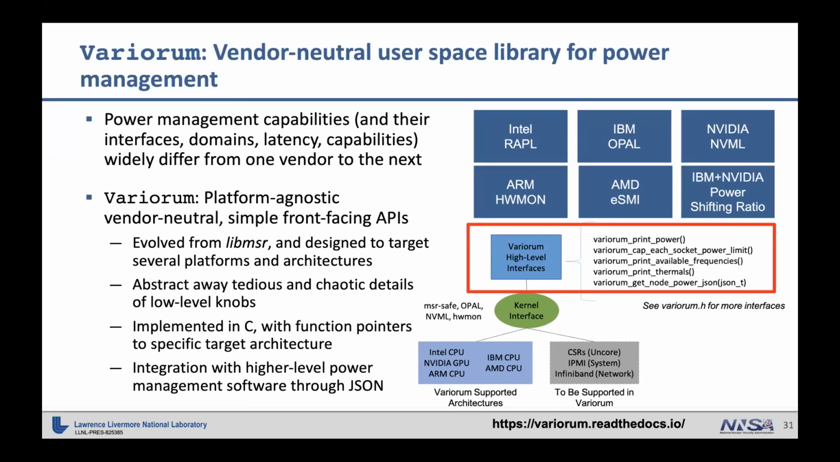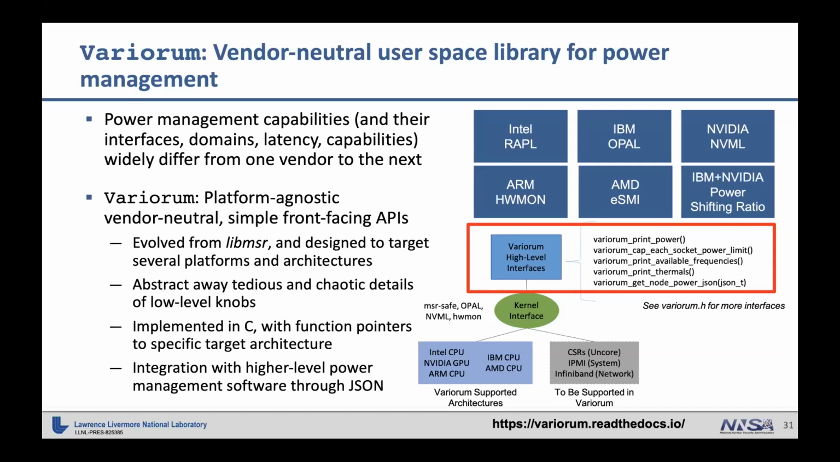Variorum is implemented in C, and the way that we do this under the hood is we have function pointers in a struct that target the particular architecture on which it's built. As you'll see on the next slide, we're going to do a demo of what the build for Variorum looks like, so you can get an idea of how you might build this for your particular architecture. We've also extended Variorum recently to integrate with higher level power management software through a new JSON interface, so that you can pass values along to another actor and have them do something with those power values, or with the metrics.